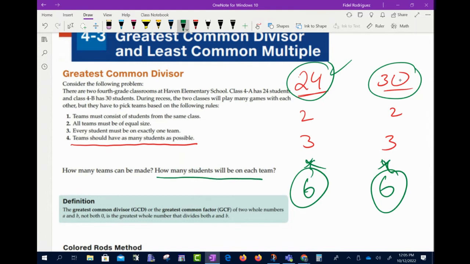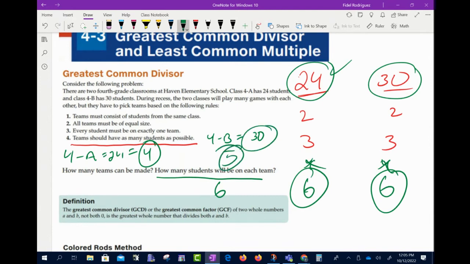So how many students will be in each team? There'll be 6 students on each team. And then we want to know how many teams can be made. From class 4A, which has 24 students, 6 goes into 24 4 times. So there'll be 4 teams for that class. And then class 4B, which has 30 students, if we take 30 and divide it by 6, that one will have 5 teams, right? So in essence, y'all, that number 6 is what we call the greatest common divisor. It's the biggest number that can divide both into 24 and into 30.